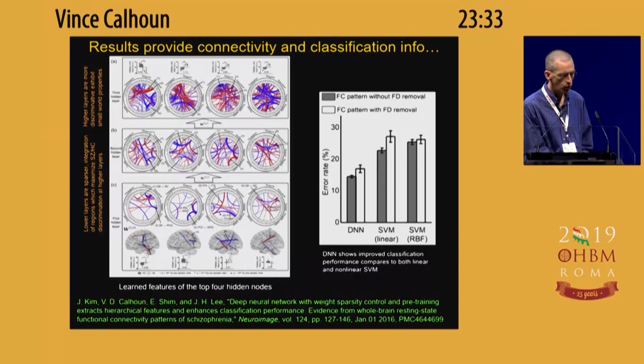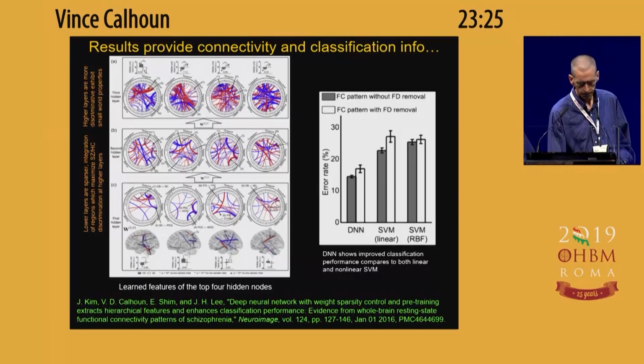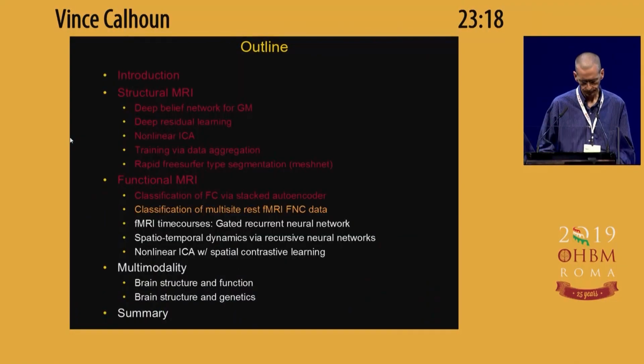And then, as I mentioned before, we can look at the various layers to see how the connectivity is represented at those different layers. Red and blue represent higher in patients versus higher in controls.